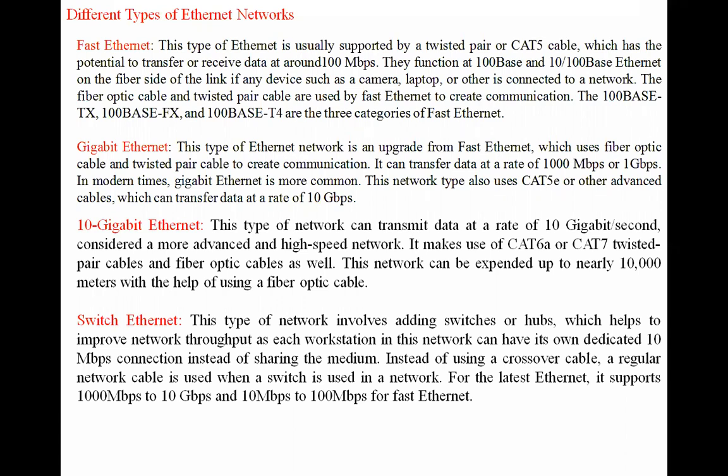0.001 also. At that speed this Ethernet is working. And mainly we are using the Cat6 and Cat7 twisted pairs in 5G technology. In 5G technology, we have started using the Cat6 and Cat7 twisted pairs. It is a combination of both fiber optic cables and twisted pair cables. We can extend up to 10,000 meters. These cables can be extended up to 10,000 meters using the fiber optic cables.